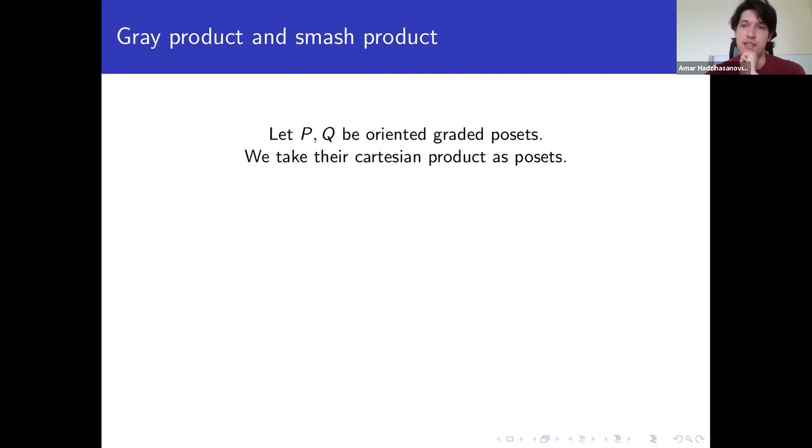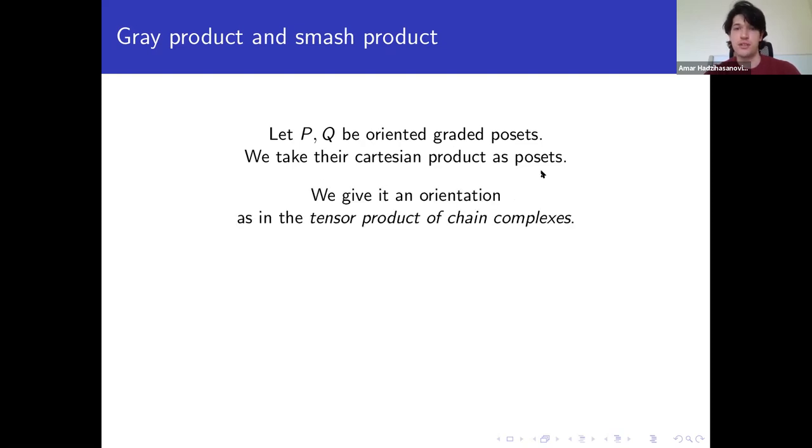This category has a nice monoidal structure, not a Cartesian one, which is a form of the Gray product. You may know about the Gray product from strict 2-categories or from some cubical models of higher categories. So this has a counterpart in this setting, which is particularly nice to define and compute. If we take two oriented graded posets, we just take their Cartesian product as posets, and there is only one good way, or two dual ways, of giving it an orientation, which is a little like the way that we define boundary maps in the tensor product of chain complexes, if you know about this.